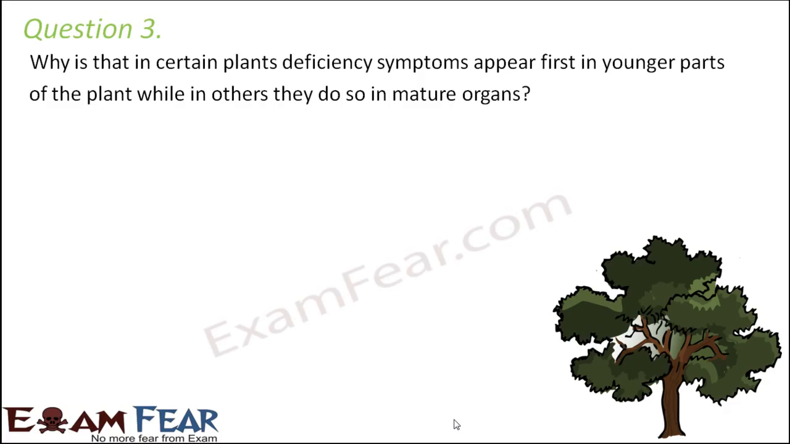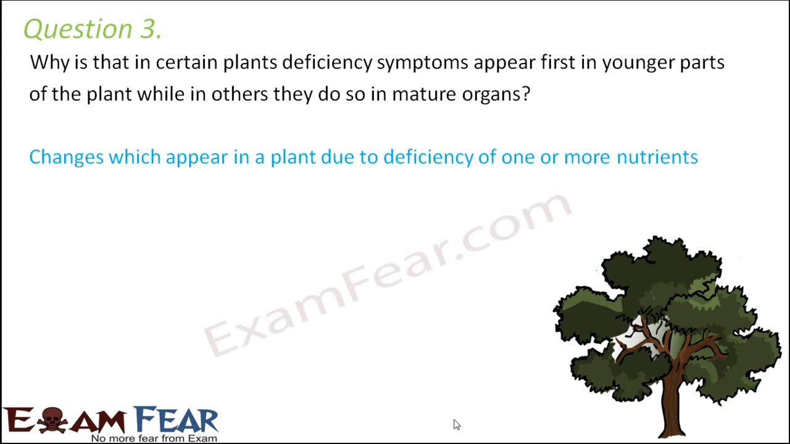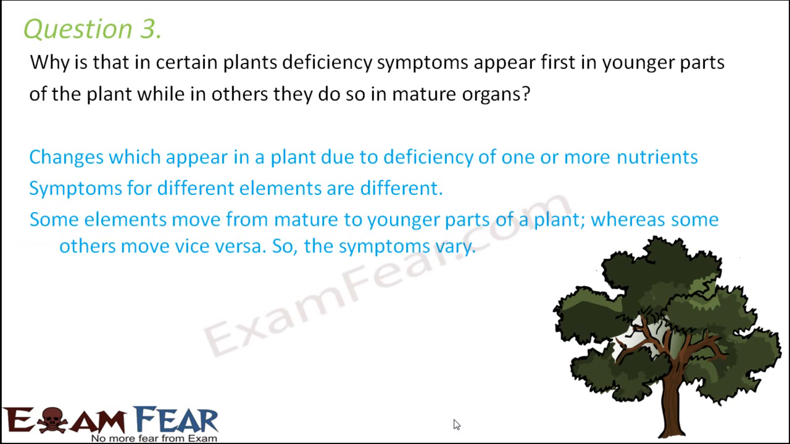If a mineral is moving from older parts to younger parts, the symptom will first appear in the older part, because it is reaching the older part first. Similarly, if it is moving from younger part to older part, it is reaching the younger part first, so the symptoms will first appear in the younger part. So changes which appear in a plant due to deficiency of one or more nutrients are known as the deficiency symptoms. Now these symptoms are different for different elements. As I said, some elements move from mature to younger parts, whereas some others move vice versa. Therefore the symptoms vary.